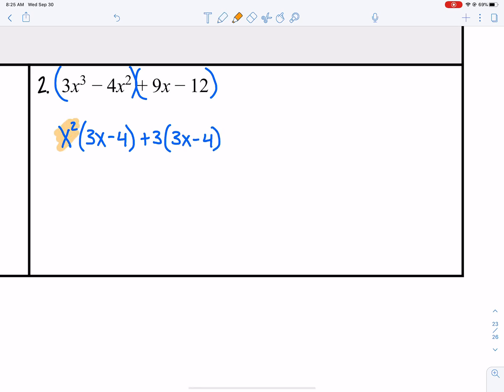So just put together the two terms you took out, those greatest common factors. So x squared plus 3. And then you just write down 3x minus 4 one time. You never write it twice, but you do want to make sure that those are matching in that step before your answer.